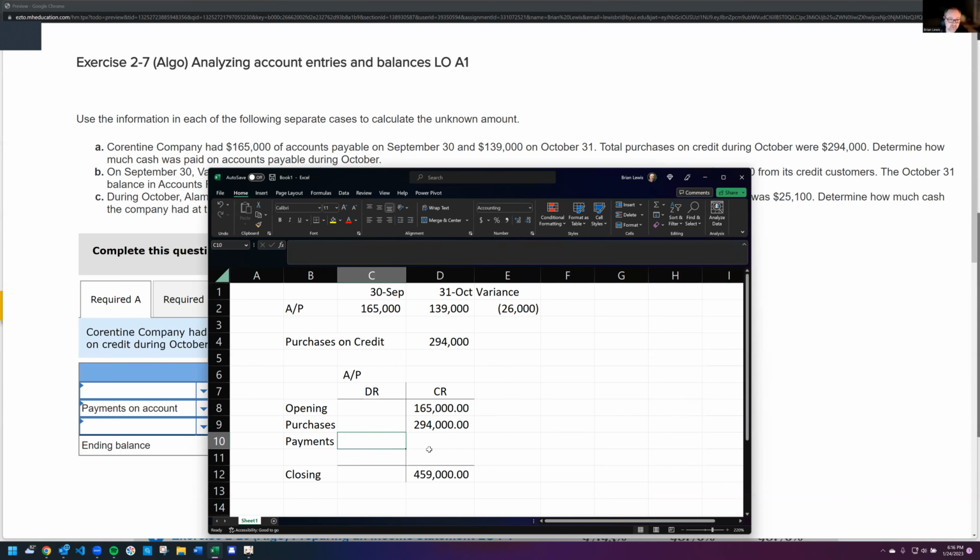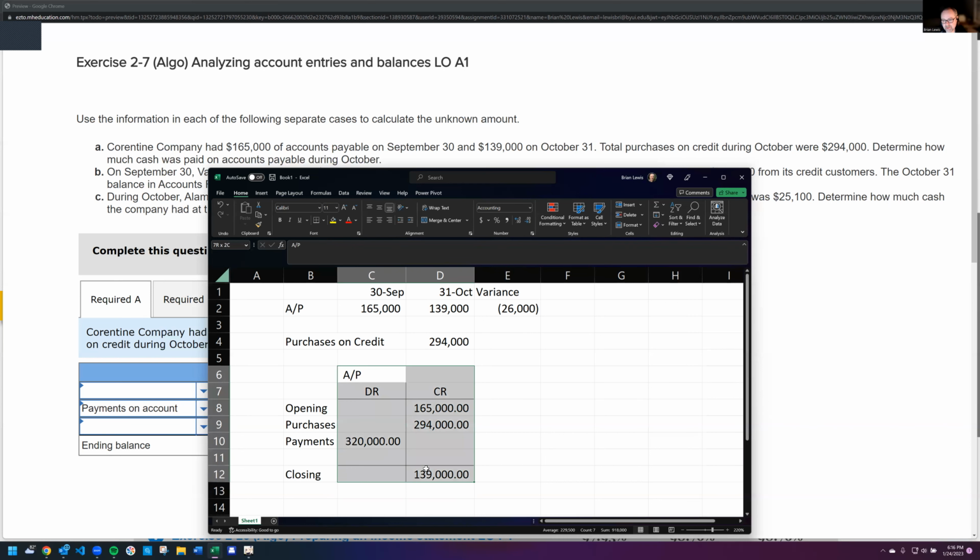So one easy way of doing it is to say, okay, I know I've got to at least zero out the credit side on the debit side, and I've got to reduce it by $26,000 more because that's my variance. I have my variance here, which is the decrease. I know I have purchases on credit. I know I have to zero this out. So theoretically, the payment should be $320,000. That's one way of doing it.